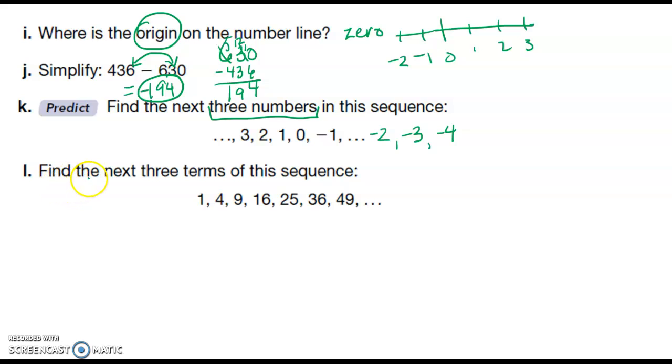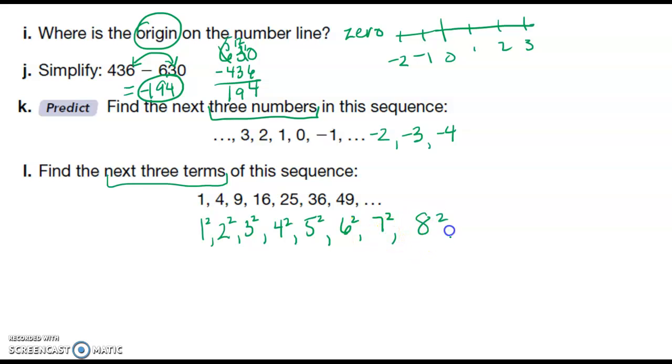Last one, L, find the next 3 terms of this sequence. This is a classic Saxon sequence. And you'll see this several times. You'll see it at least a couple times on tests. You'll see it in the homework. So this is 1 squared, 2 squared, 3 squared, 4 squared, 5 squared, 6 squared, 7 squared. Okay. So my next 3 terms are 8 squared, 9 squared, and 10 squared, which are 64, 81, and 100.